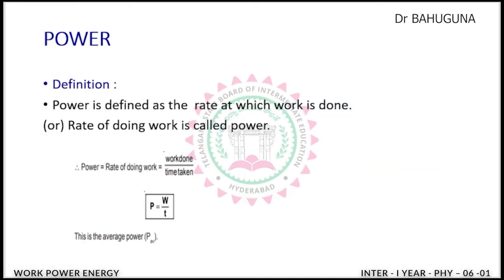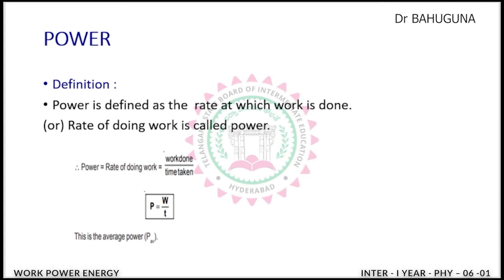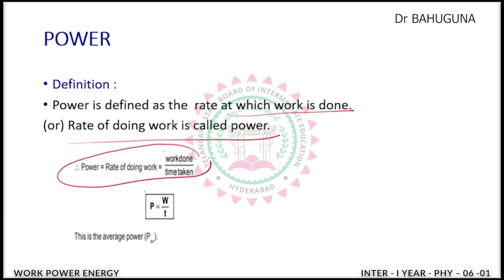What is meant by power? Power is the rate of doing work or rate at which work is done. So, power is equal to work done by time taken. Power is equal to W by T. This is called average power. So, rate of doing work is called power, and power is equal to work by time. It is called average power.